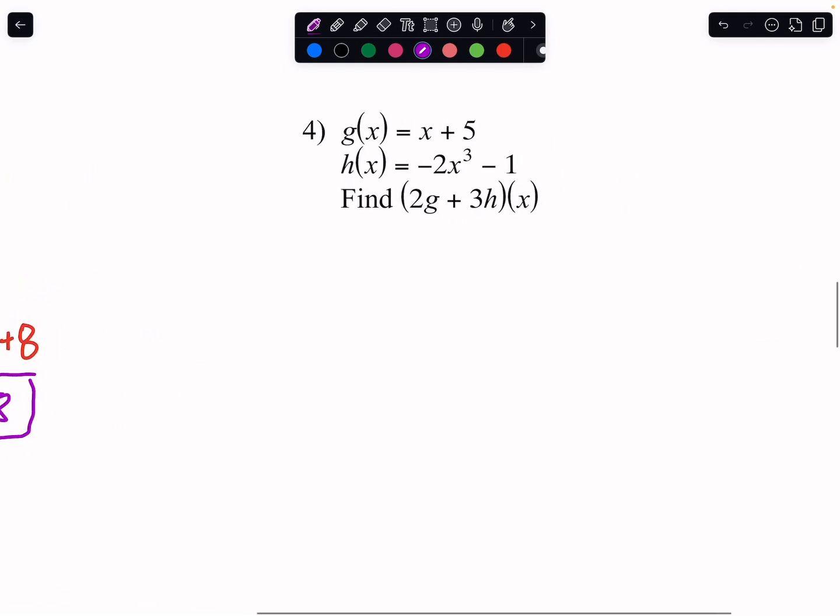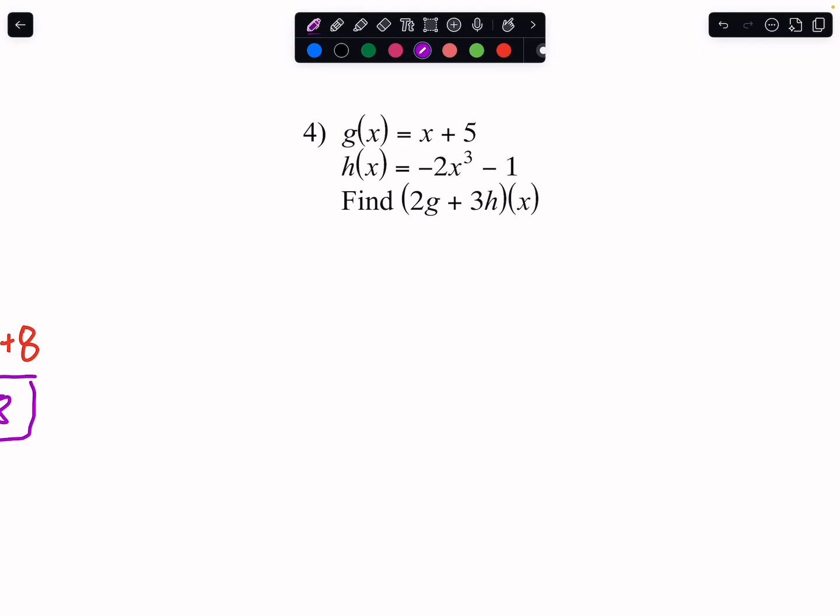Now, what do you notice that's different about this one than the other ones? You see that there is a 2 in front of the g and a 3 in front of the h. What that means is, just like in Algebra 1, if there's a number directly next to a variable, that means we're going to multiply that. So what we're going to do is multiply 2 times g. And we're going to add that to the 3 times the h.